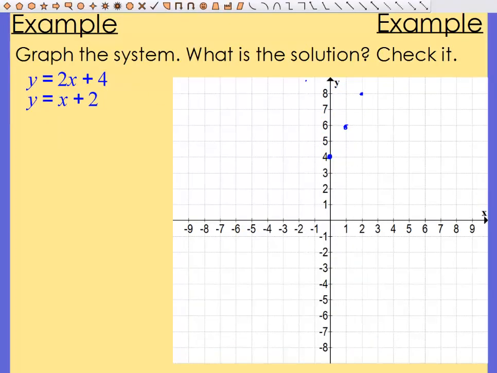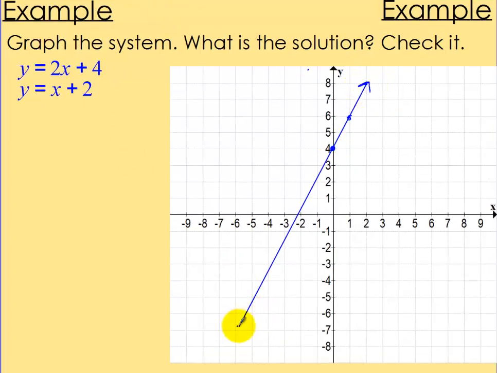So I got 3 points there. That's easy for me to see. I'm going to draw a perfectly straight line through those points. That's very straight and very precise. And I'll do my arrowheads. Now the other one, let's graph this. You know what? Let's do purple for this one, x plus 2.